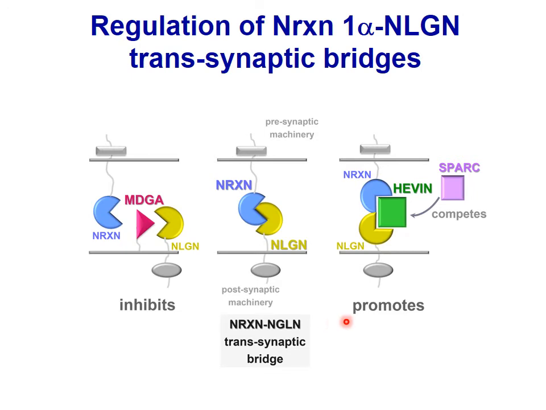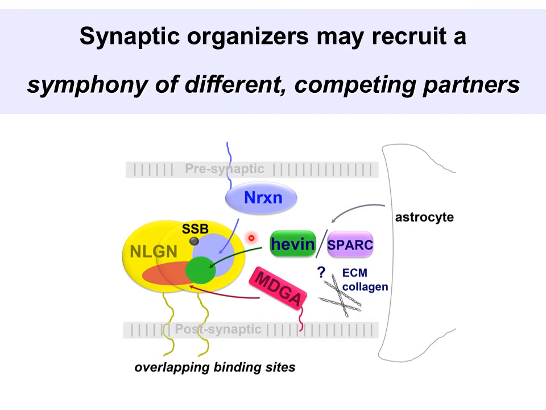Thus, an elaborate network of proteins regulates neurexin and neuroligin transsynaptic bridges. MDGs can negatively regulate them, shown on the left, while Hevin can positively regulate them, kept in check by competition with SPARC, shown here on the right. And these positive and negative regulators of neurexin and neuroligin transsynaptic bridges compete for overlapping binding sites. We are very interested in these proteins because they are implicated in neuropsychiatric disorders like autism spectrum disorders and schizophrenia.